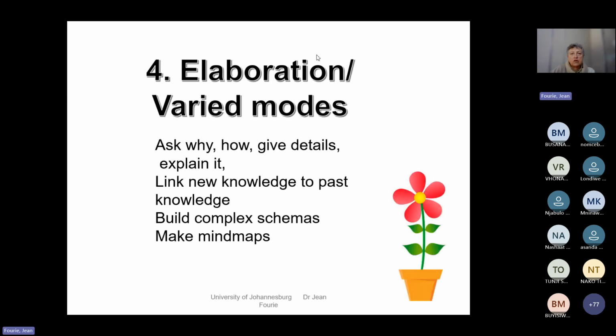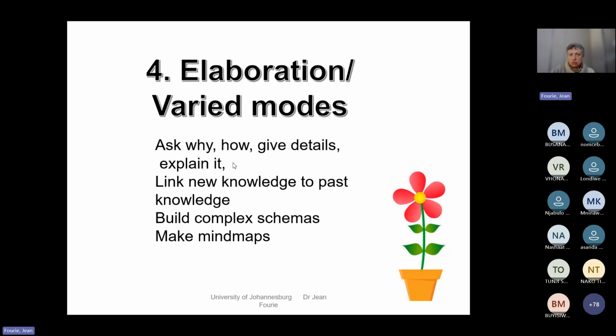Okay, and if we have a look at the fourth strategy, this is called elaboration. And in elaboration, we are using various different ways of presenting the information, thinking about the information. The more elaborate the neural architecture is that we build around a topic, the stronger the recall and retrieval of that topic will be.